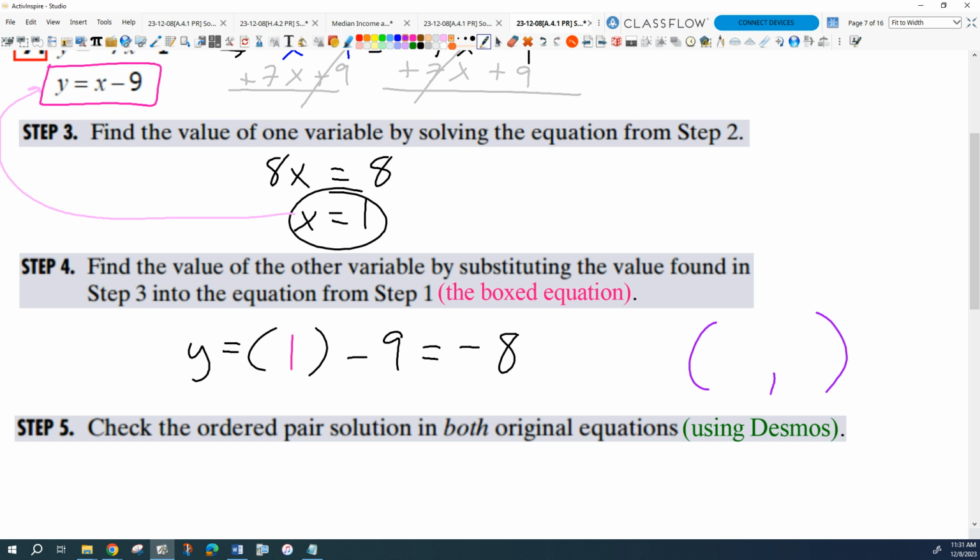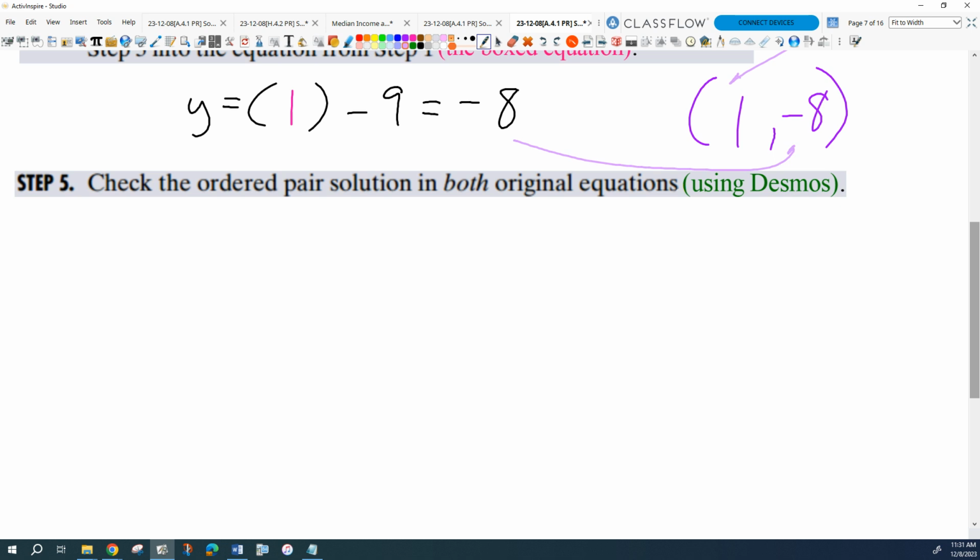-8 there? No, 1 has to because I have to do the x first, don't I? So 1 goes there and -8 goes there. How come? Well, because those are the values that we solve for. And then the last step is kind of a test step. That's where you would check this to see if your solution works in both equations.